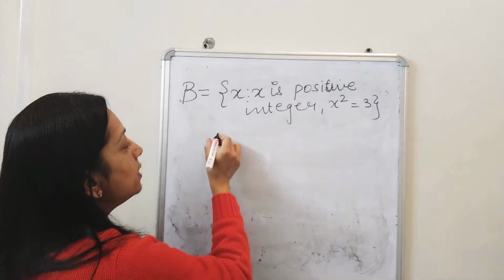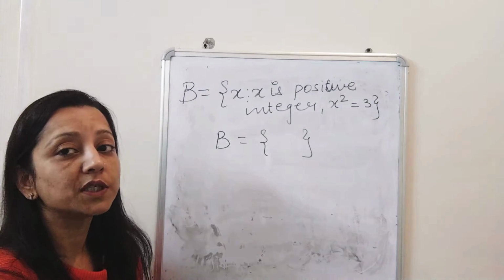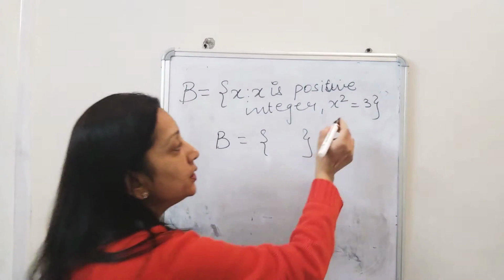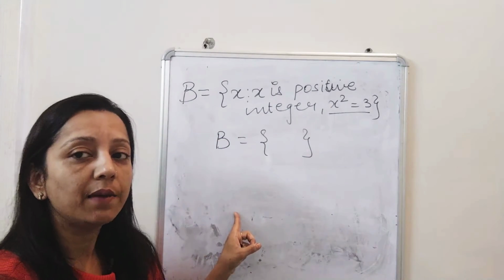So what would be the elements of B in that case? No elements, because no such positive integer satisfies this condition that X square equals 3. So in this case B is an empty set.